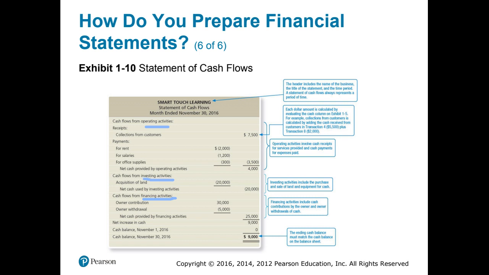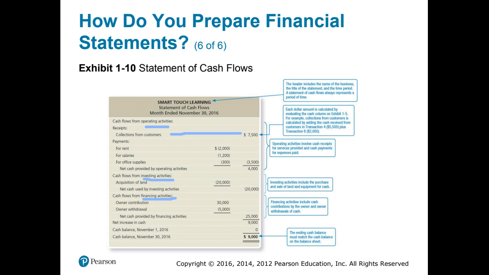And then, so from our operating activities, we collected money from customers. We paid rent, we paid salaries, we paid office supplies. And same thing that I mentioned earlier about if you have one single account that's affected. So in this example, our receipts, we only had one account listed under receipts that was affected, and it was the collection from customers account. So we're just going to put the total on the far right because it was only one account affected.